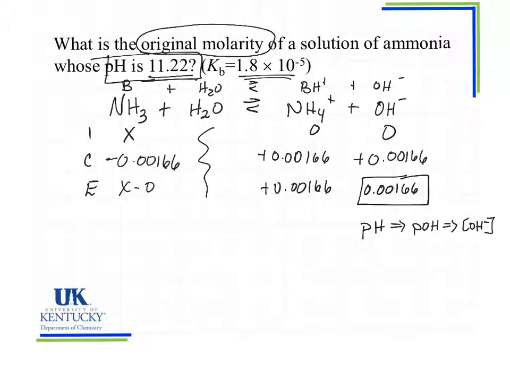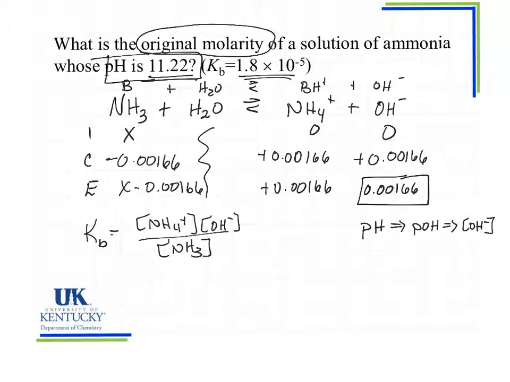So over here under the E of NH3, we have our unknown. So let's write our Kb expression. We know that Kb is the NH4 concentration times the OH minus concentration divided by the NH3 concentration at equilibrium. Plugging in what I know, I've got a value of Kb equal to 1.8 times 10 to the minus 5. I have 0.00166 squared on the top, and I have x minus 0.00166. So now I have my equation where I can solve for x.